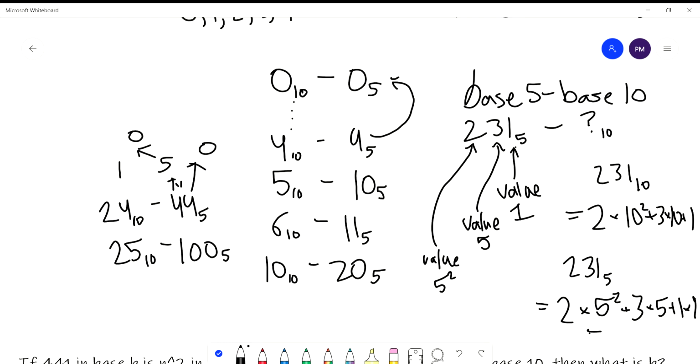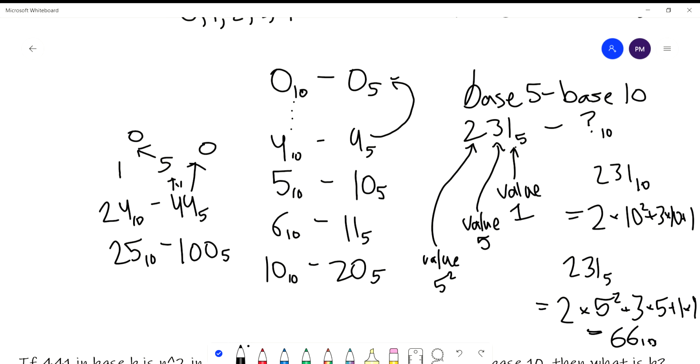So this is the base 10 representation. If you simplify, 5 squared times 2 is 50, 3 times 5 is 15, 1 times 1 is 1. So it's 66 base 10. Okay, so we know how to convert from a random base to base 10. What if you want to go the other way around?